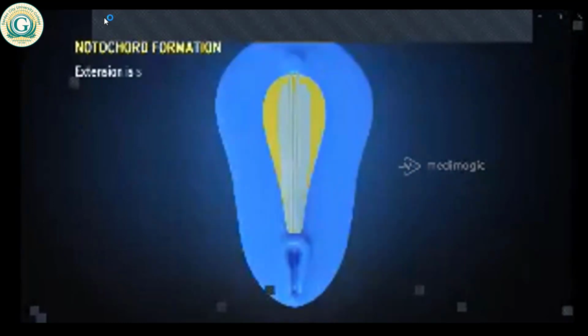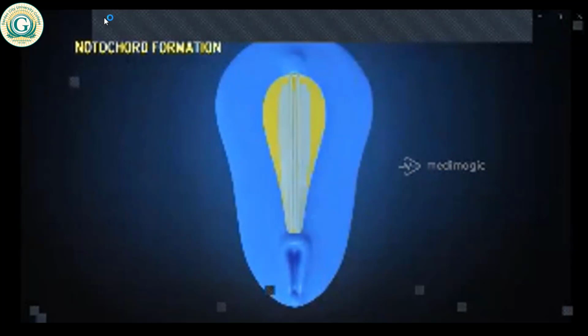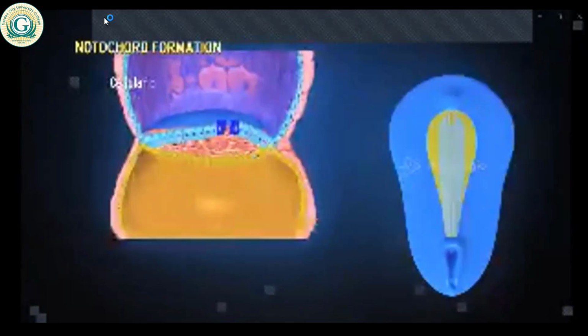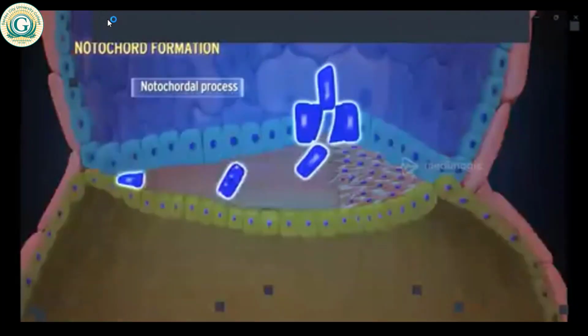This extension is stopped by the precordal plate, which is a small circular area of columnar endodermal cells, where the cells of ectoderm and endoderm are fused together. This cellular cord, which extends between the primitive node and the precordal plate, is known as the notochordal process.